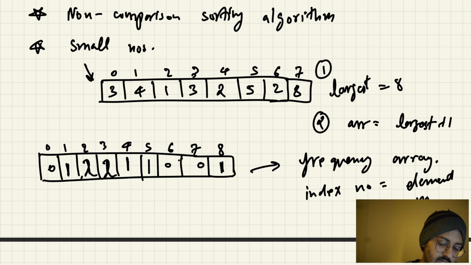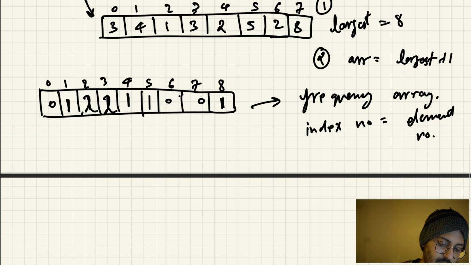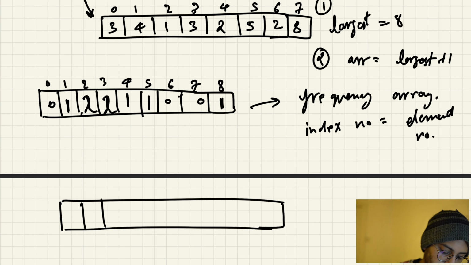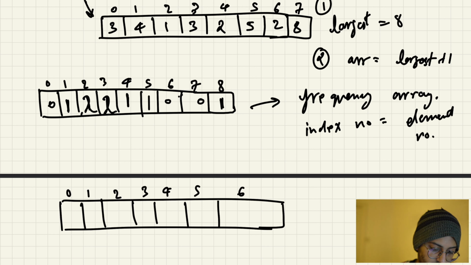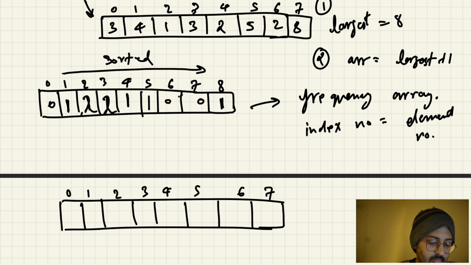Now what you're going to do is traverse the frequency array. I will create a new array of the same size, or I'll just replace the original array. If the value at an index is greater than 0, it means that index is in my original array. And since the indices are already in sorted order, I will take them one by one. For example, 0 is coming 0 times, so I will not take it. 1 is coming once, so I will add 1 over here.